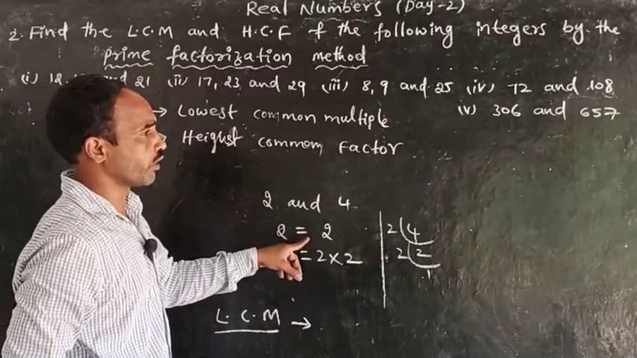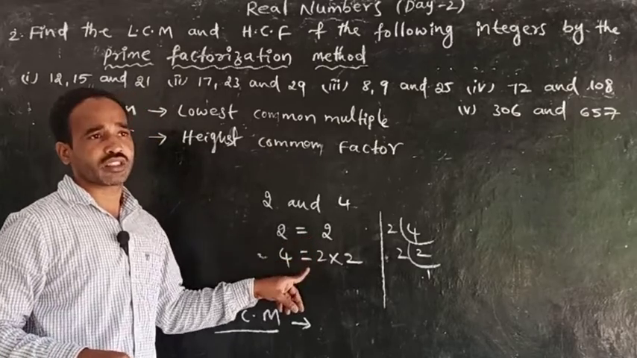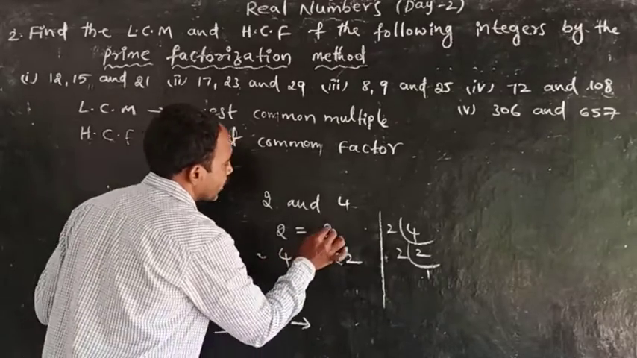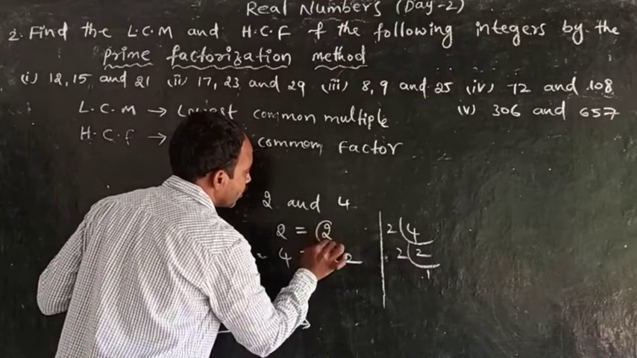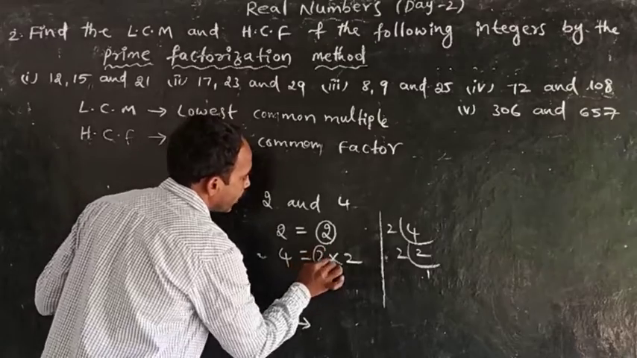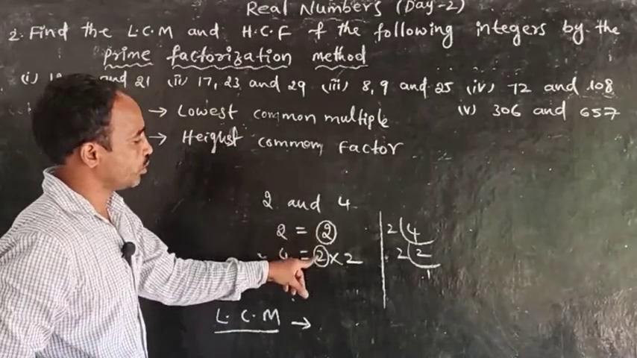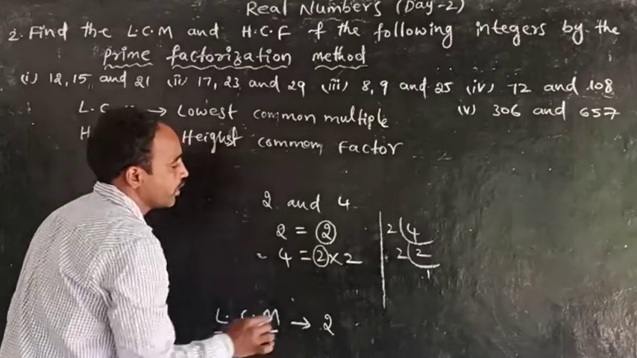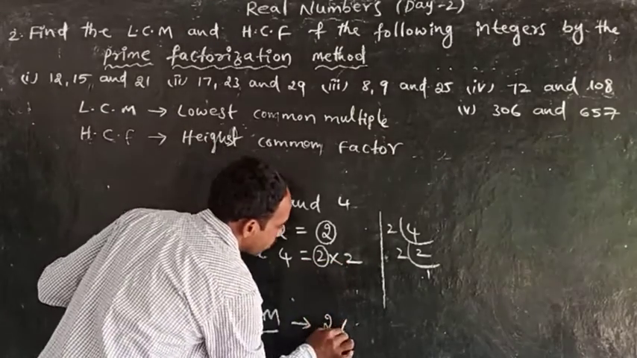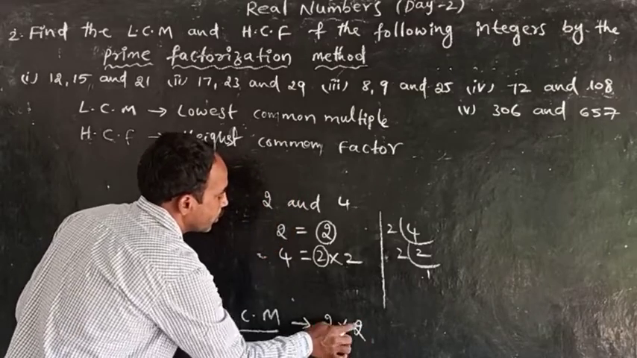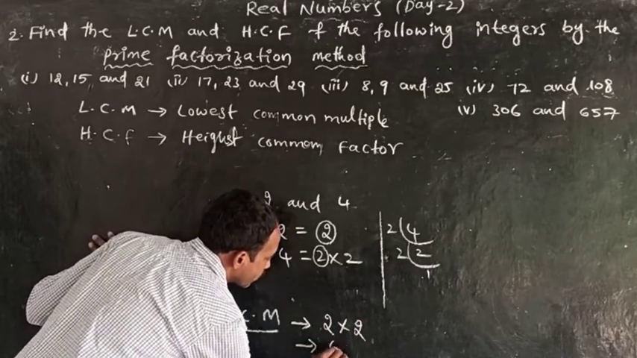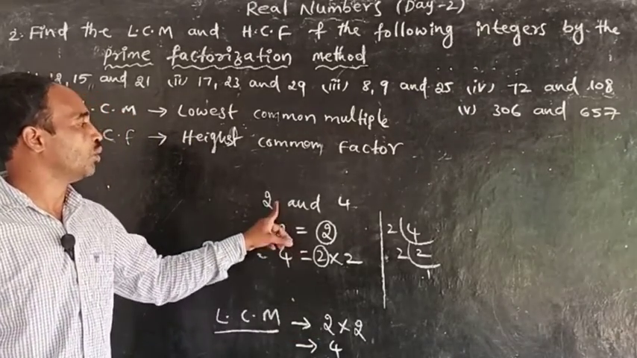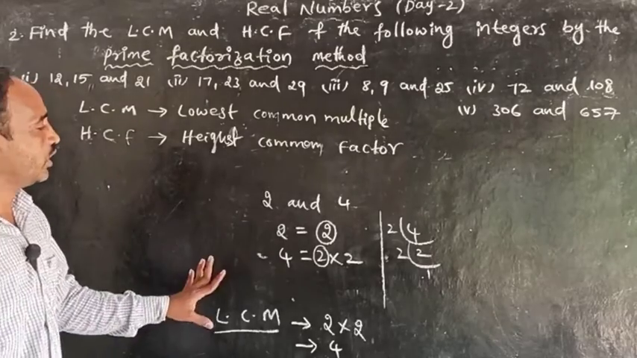First we will write the common factors. 2 and 2, these are the common factors, and you take them one time. Then one more 2 is there, so you write this one. So total, 2 twos are 4. So 4 is the LCM of 2 and 4. So simply, this is one.